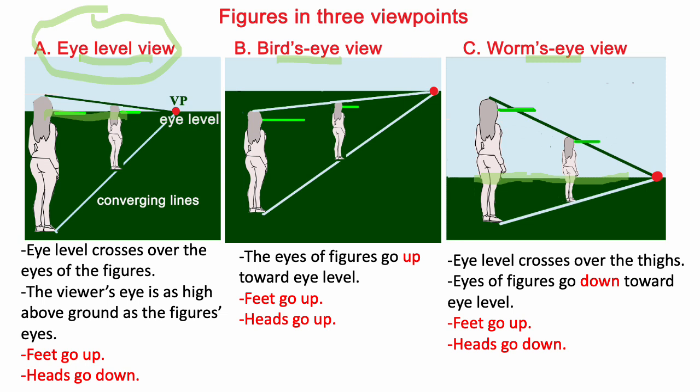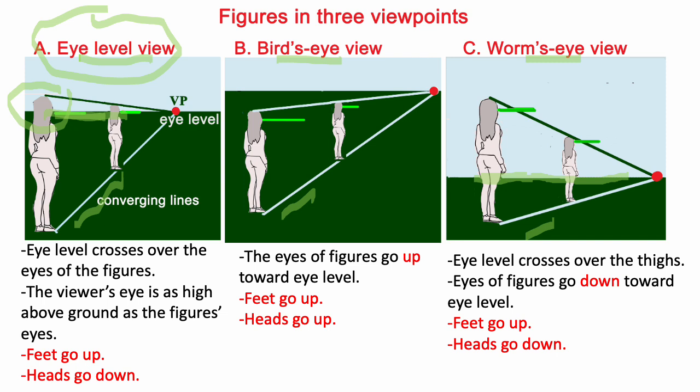The vertical position of the base dictates its position in space. The feet always go up regardless of the viewpoint. Does the position of the heads and eyes tell us anything? I will show you that it indicates the viewpoint. In A, for example, the head of the person here in the foreground is above the one in the distance, but it can't be much of a difference because their eyes lie on eye level.